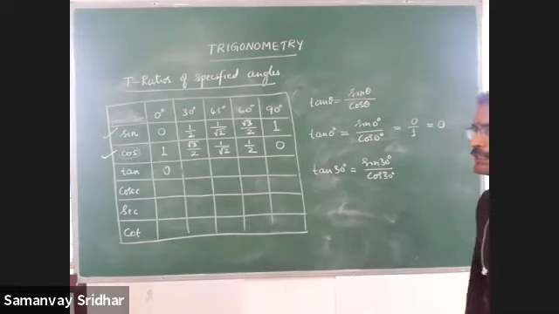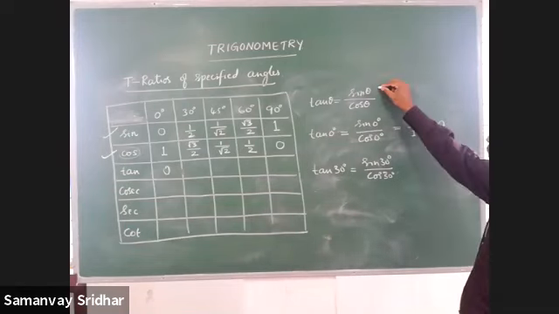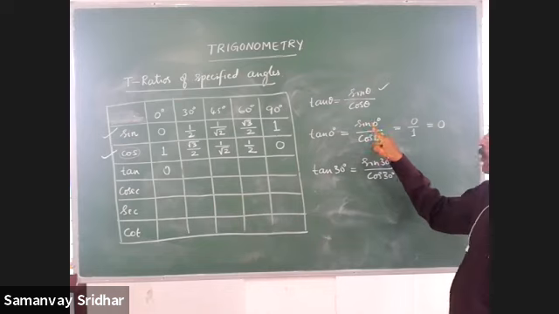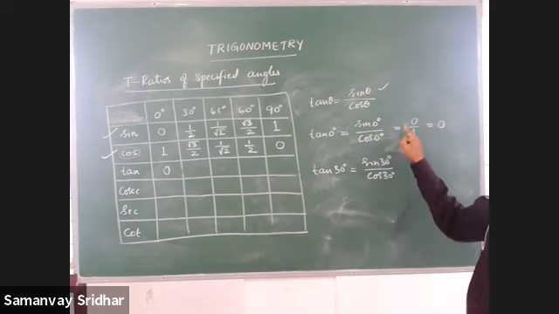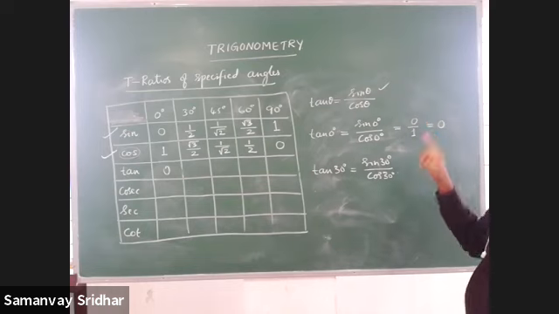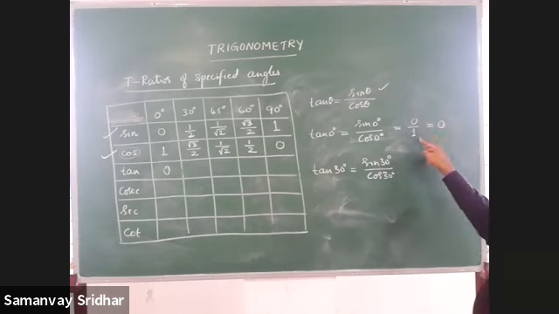What is the value of tan 0 degree? 0. What is the clue we used? Tan theta is equal to sine theta by cos theta. Therefore, tan 0 degree will become sine 0 degree by cos 0 degree. Already we know sine 0 degree is 0. Cos 0 degree is what? 1. Therefore, 0 by 1, that is equal to 0.